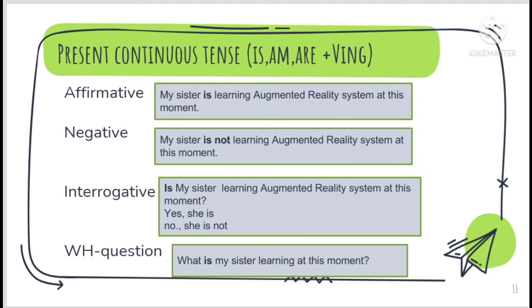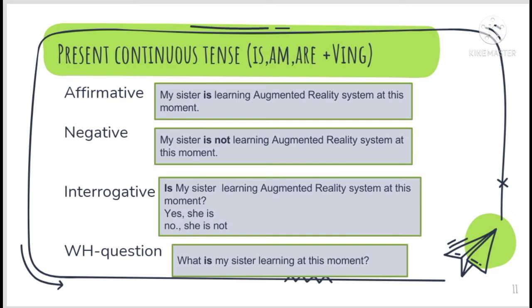Penanda waktunya atau adverb of time-nya ada now, at the moment, okay, right now. That's present continuous tense. And kalau ngomongin tentang continuous, pasti dia menggunakan verb ing, okay? Hanya perbedaannya di to be. In present continuous, to be-nya is, am, are plus verb ing, okay? For example, affirmative. My sister is learning augmented reality system at this moment. Negatifnya tinggal tambahin not aja. My sister is not learning bla bla bla.